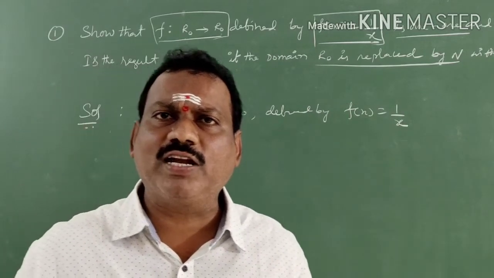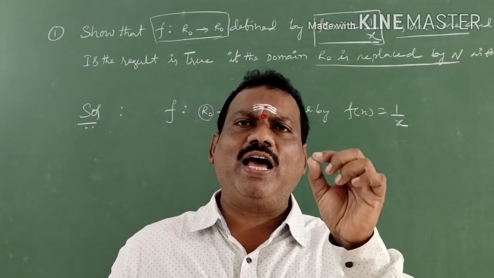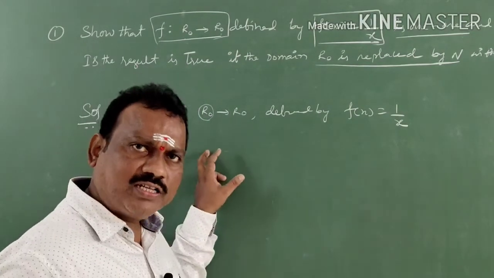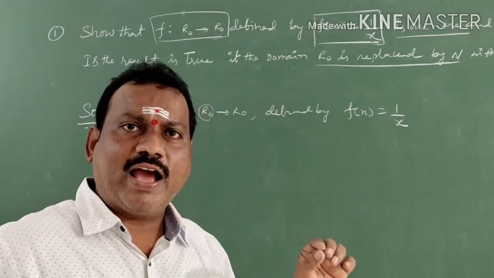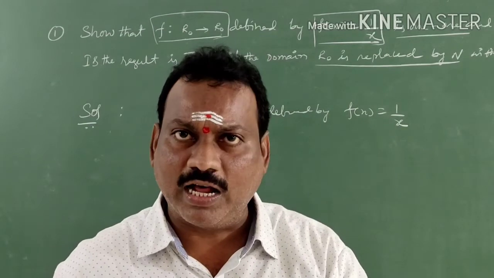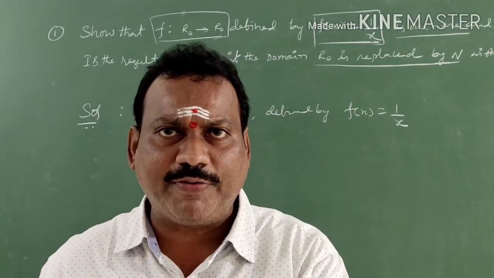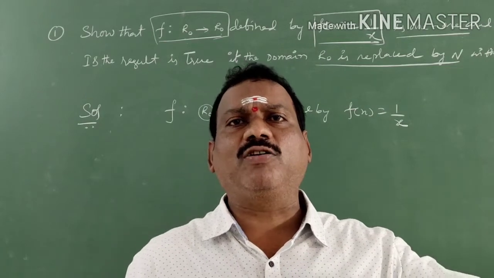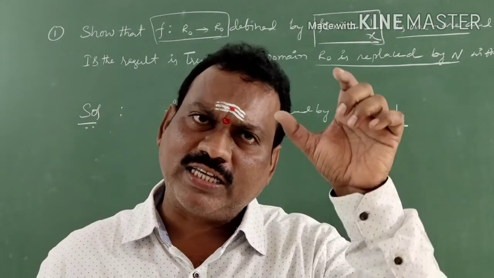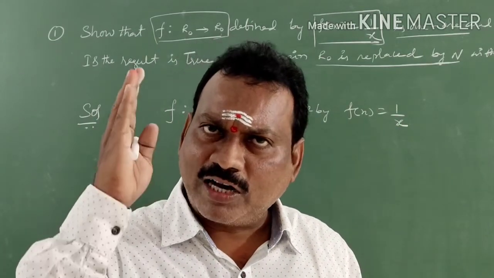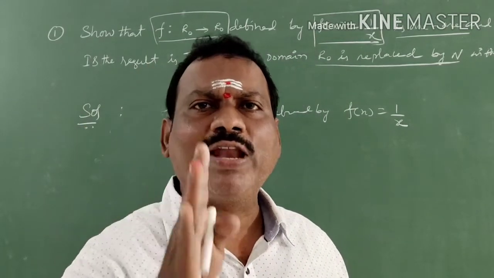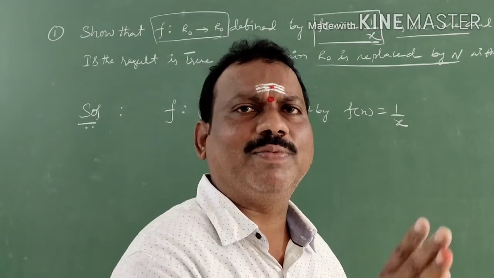What is the mathematical definition of one-one? As x1, x2 belong to set A, that means in the domain, that means in R0, if f of x1 is equal to f of x2, that implies x1 is equal to x2. Or f of x1 is not equal to f of x2 implies x1 is not equal to x2. That is the mathematical definition. So if the one-one condition is satisfied, it will be a one-one function. You need not give an example. You have to write using the mathematical definition.